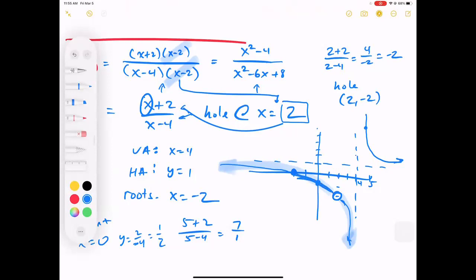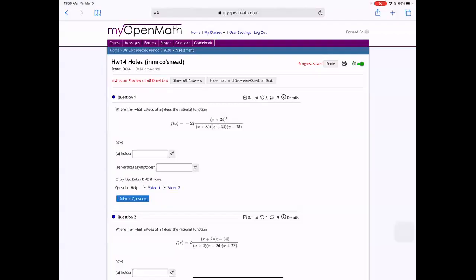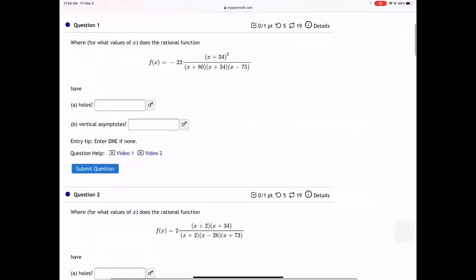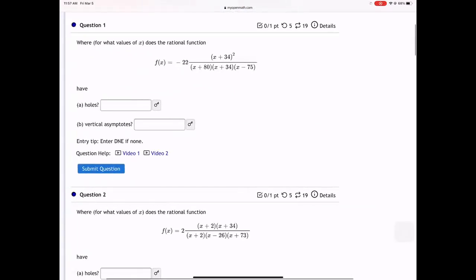All right, so let's go ahead and take a look at your homework today. Okay, here is our work for today. First question is, looking at this problem, are there any holes? All right, are there any holes? So we agree that stuff divides out. Okay, what divides out? We divide out at x minus 34.